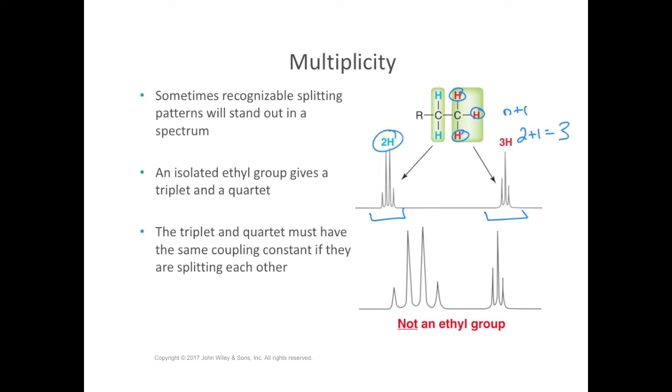If we look at the signal for the blue protons, they're coupled by the protons in red, and using the N + 1 rule, we put in a 3 for N, 3 + 1 is equal to 4, we get a quartet. And the triplet and quartet must have the same coupling constant if they are splitting each other. So if we look at this, you may be tempted to think it's an ethyl group, but notice the spaces between the peaks, they're definitely not the same. So it can't actually be due to an ethyl group where the protons are splitting each other.